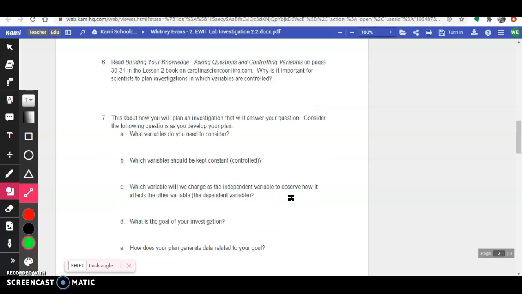But when you get to that question, the things you want to control are the type of battery. We want to have the same alligator clips, so the same wires connecting everything. Make sure that the light bulbs are the same wattage too. So I hope that helped you answer that question.